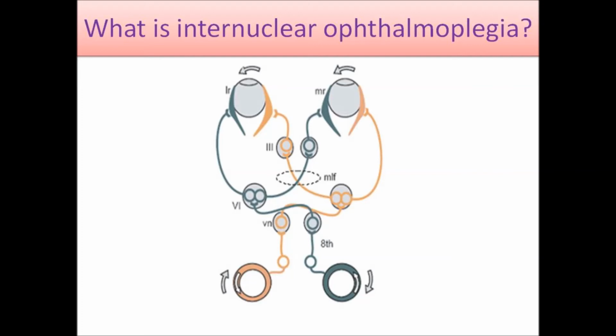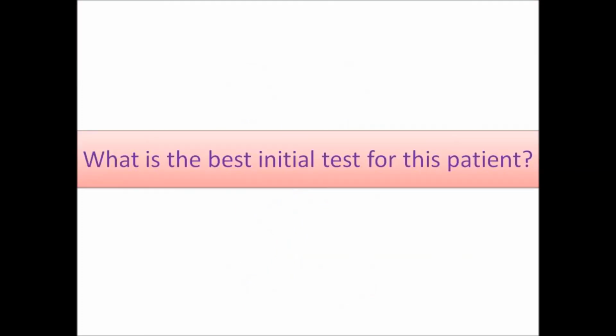medial longitudinal fasciculus. There will be loss of the conjugate gaze. When I want to look at one side, the opposite eye will remain fixed and it will not look at that side. This is internuclear ophthalmoplegia.